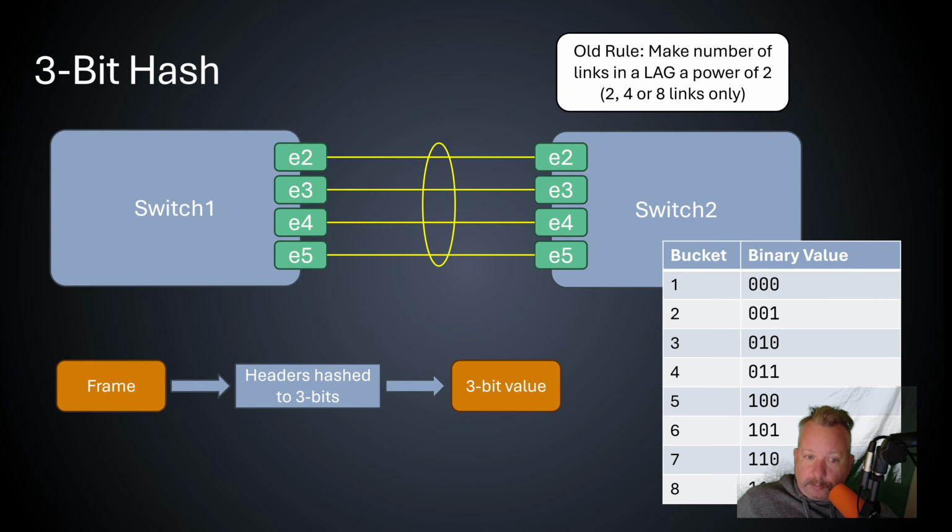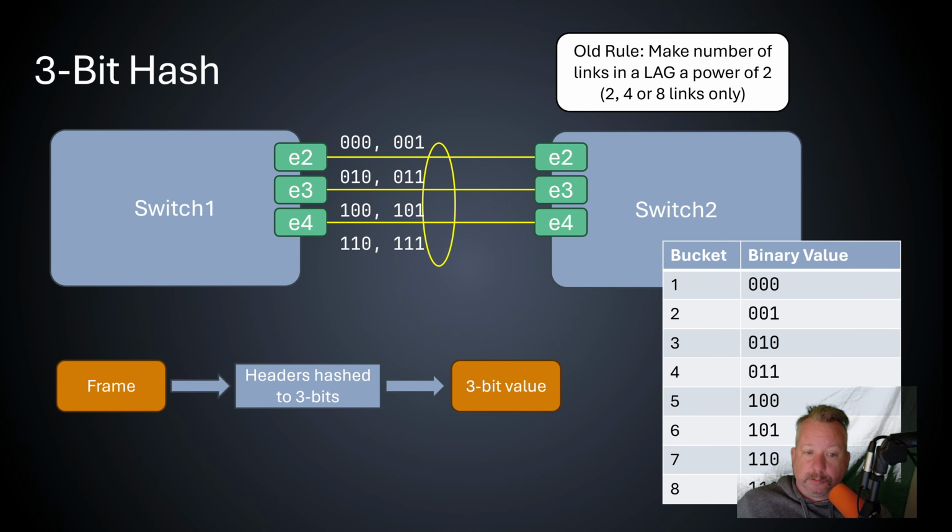So if we had 4 links, we would do 2 buckets per link. Any traffic that hashed out to 000 would go across the first link. Any traffic that hashed out to 111 would go out the last link. It was deterministic because we have to deliver traffic in order. The problem with the 3-bit hash was, let's say we didn't have 4 links, we had 3 links. We couldn't distribute them that way. We'd have to distribute them this way. So the first 2 links would get algorithmically 50% more traffic than the 3rd link. So that's why we used to have that rule.